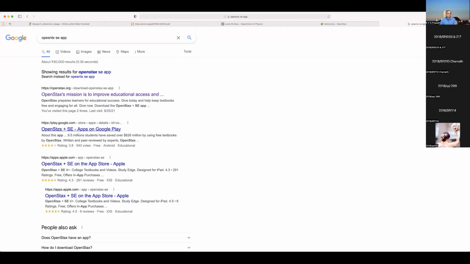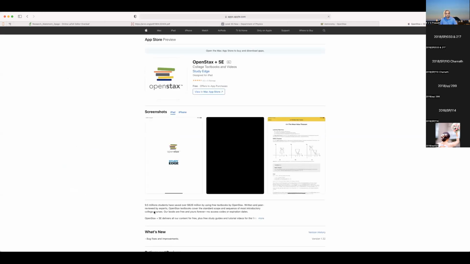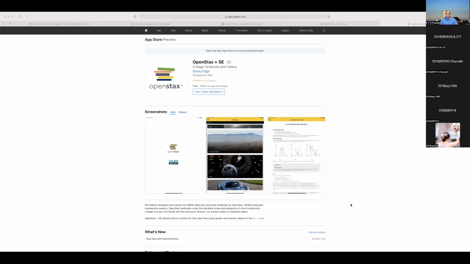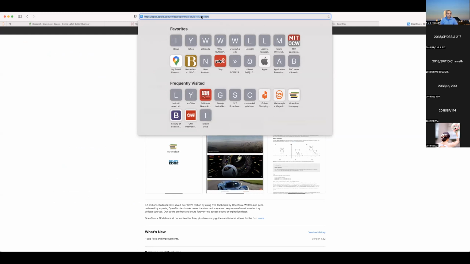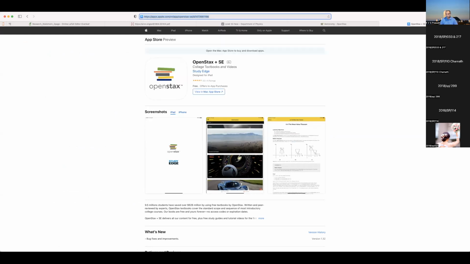Right, so you can see that there is an app called OpenStack Plus SE, and this app is available in both Google Play and the Apple Store. You can download that app from any of these stores. And once you download the app, this is the app. Let me just give you one link. You should be able to find the other links.